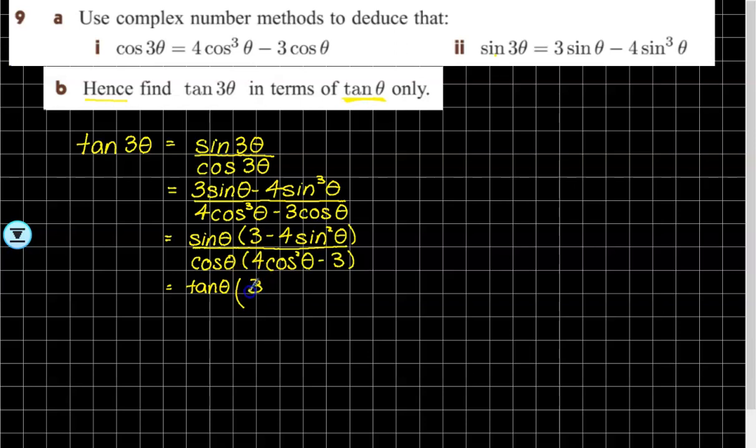So I've got, would you agree this is now 3 sine squared plus 3 cos squared minus 4 sine squared. And down the bottom, I'm going to do the same thing. That's going to be 4 cos squared minus 3 sine squared minus 3 cos squared.